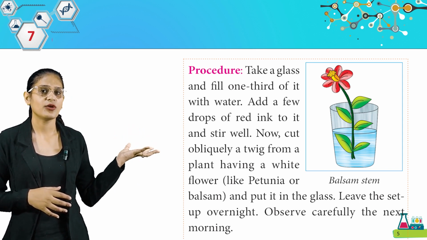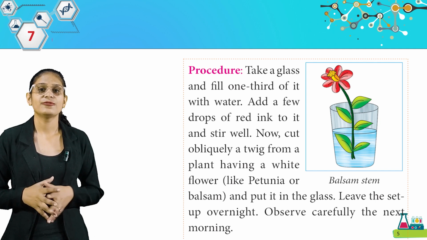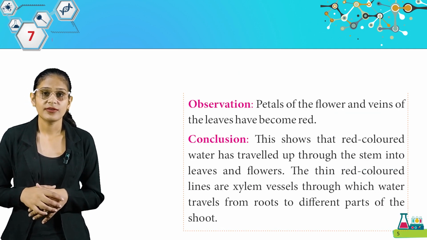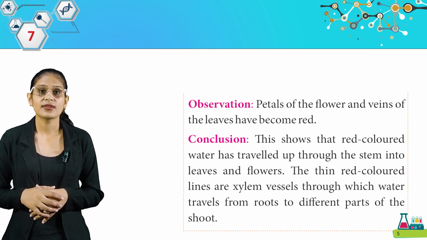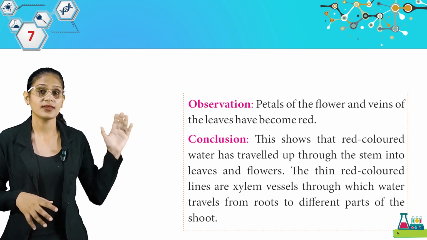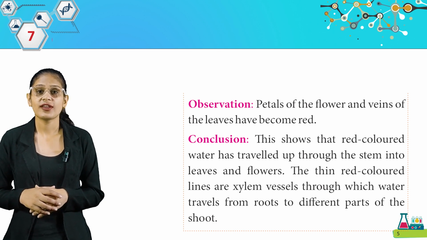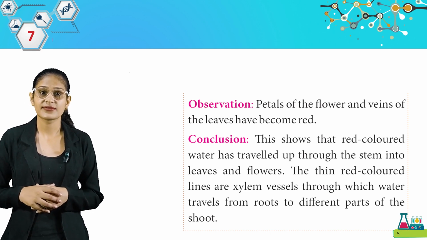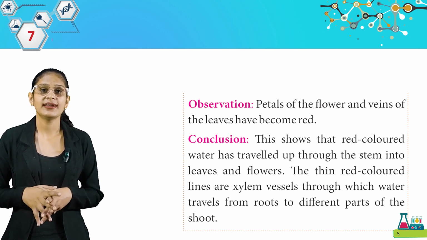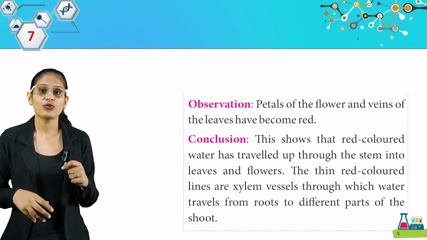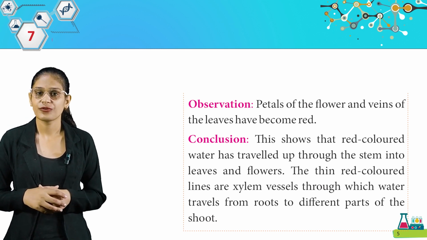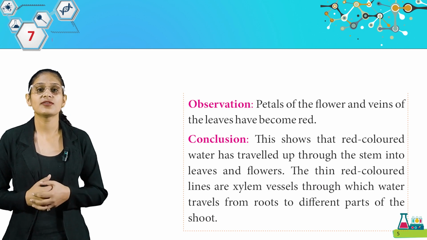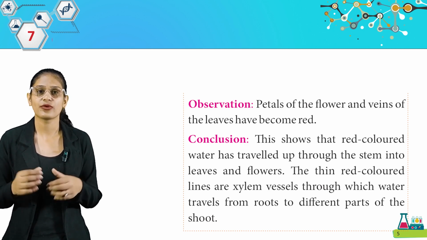Look at this picture. That's how you have to set up and leave it for one night. Now come to the next observation. Petals of the flower and veins of the leaves have become red. Here is the conclusion. This shows that red colored water has traveled up through the stem into the leaves and flowers. The thin red colored lines are xylem vessels through which water travels from roots to different parts of the shoot. Get it, students? So it's very easy. You can perform this activity with the help of your teacher in your laboratory.